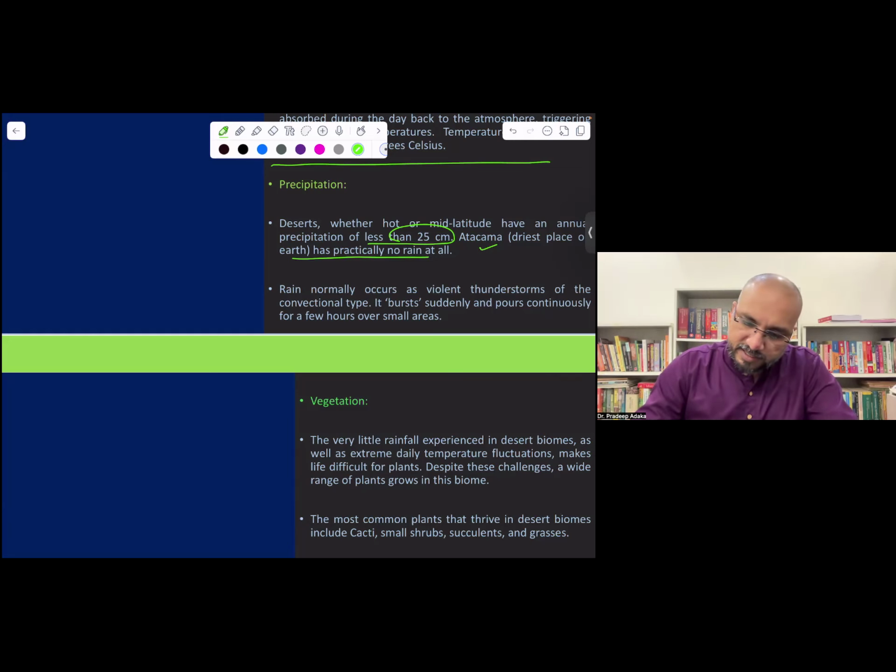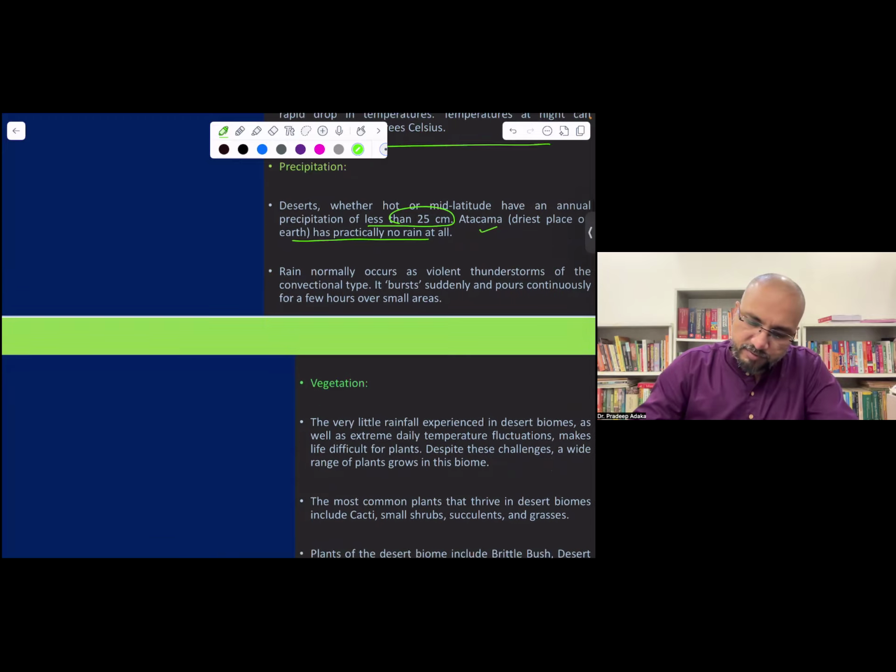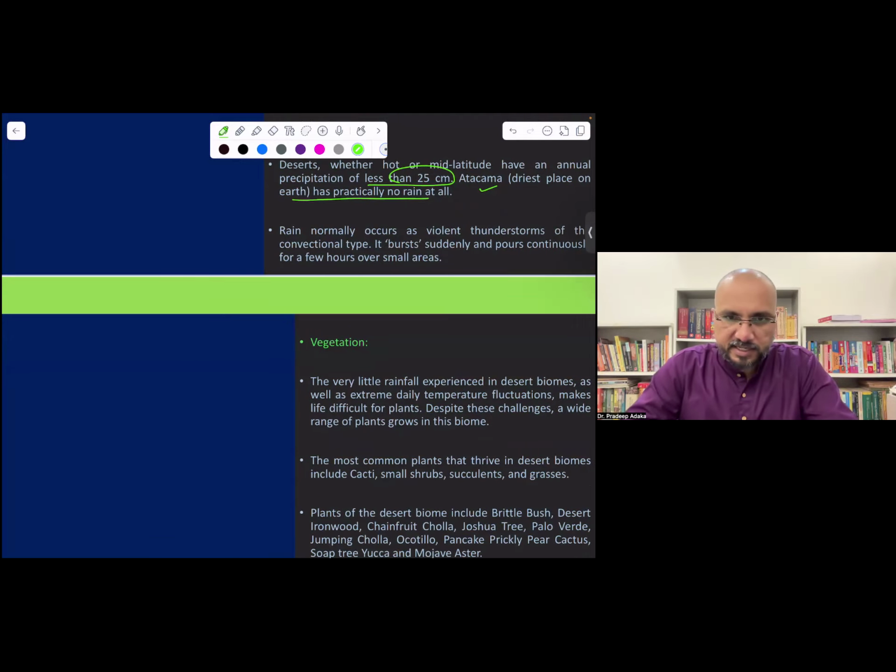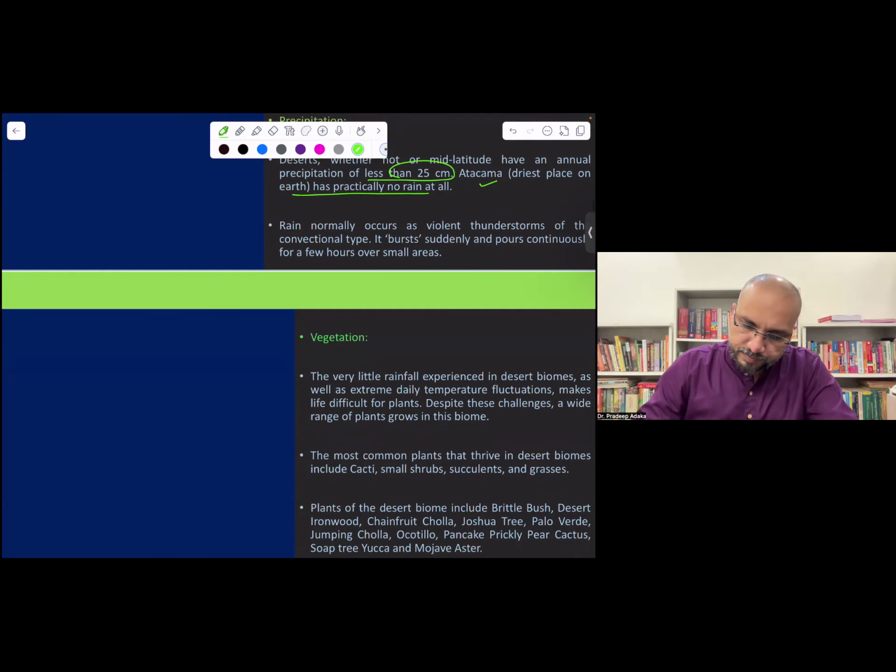Rain normally occurs as violent thunderstorms of the convectional type. Suddenly there is a downpour for a few hours over small areas, in the case of deserts. In the Atacama, there is almost literally no rainfall. In other deserts, the rainfall will be for a very short duration, only for a few days. So precipitation is very low.